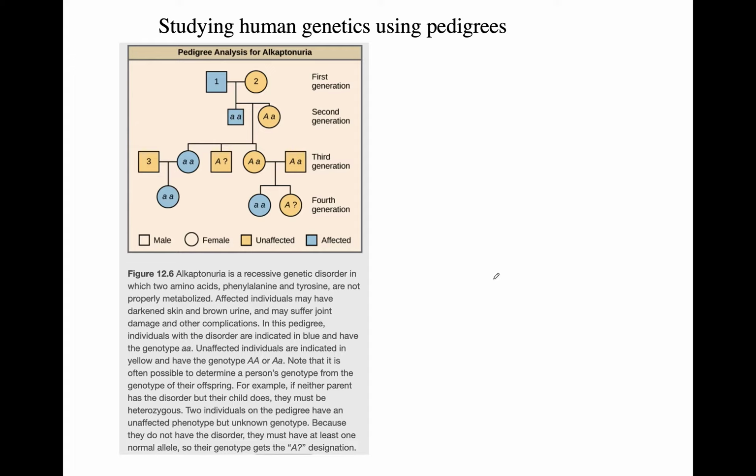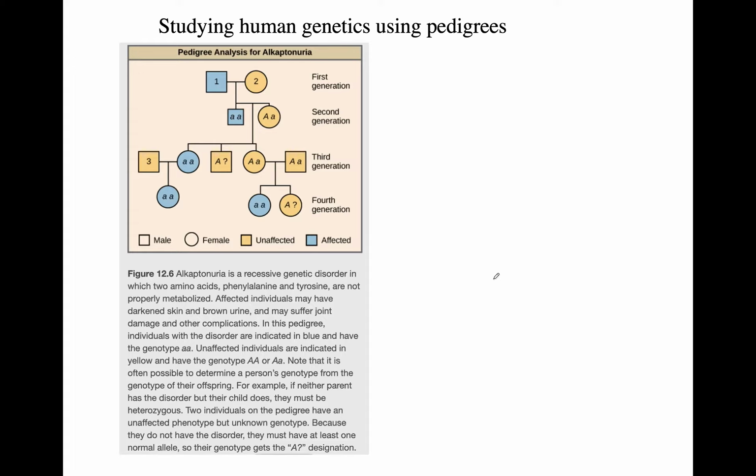So, studying human genetics using pedigrees. Now, with flies and plants and any other model system that geneticists use, scientists have the freedom to set up crosses as many as they want, for example, with a pea plant or flies. Those are great model systems because the generation time is short, and many offspring are made at each generation. So that allows geneticists to do statistics. It's easy to do that.